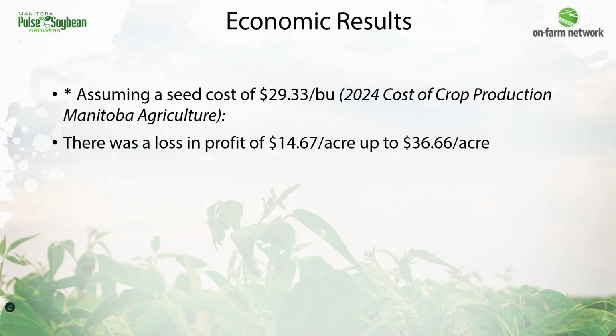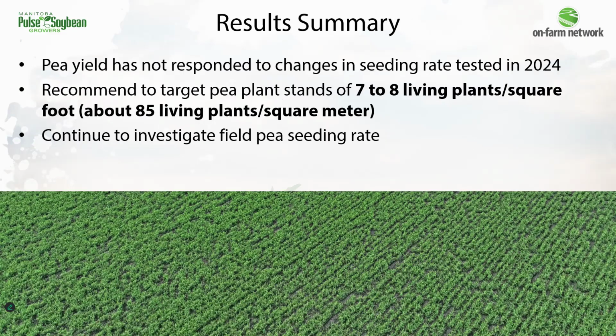When calculating the economic impacts of the different seeding rates, we assumed a field pea seed cost of $29.33 per bushel, and this figure came from the 2024 Manitoba Agriculture Cost of Seed Production. Since there were no significant yield differences among pea seeding rates, there was a loss in profit of $14.67 per acre up to $36.66 per acre, depending on the seeding rate tested.